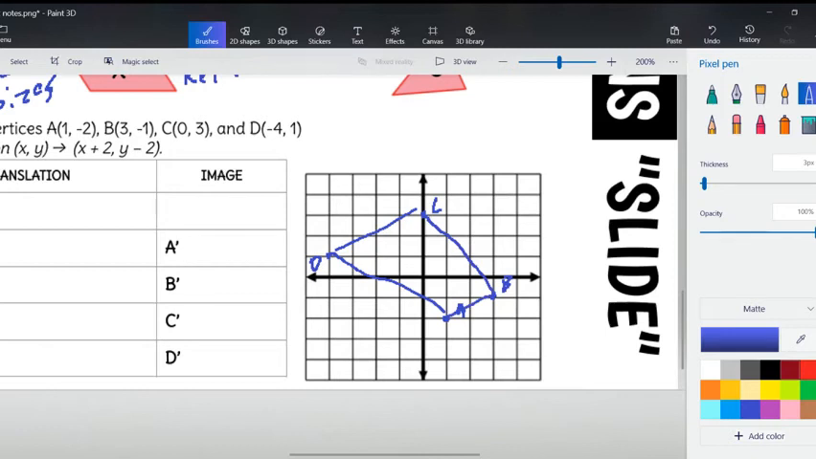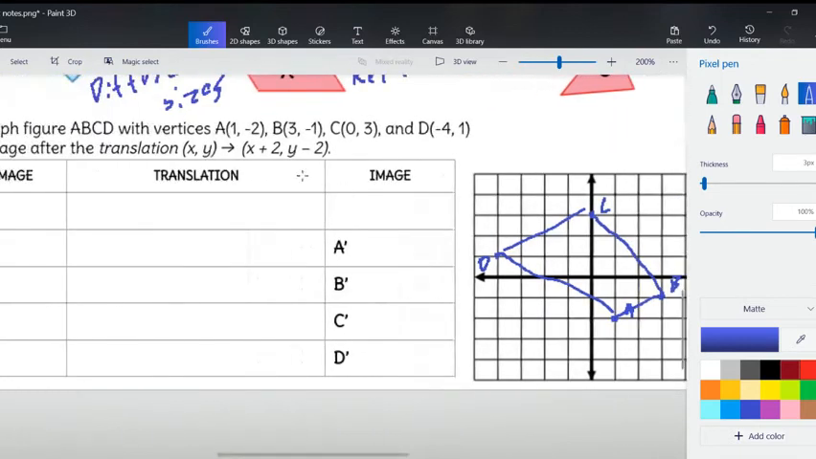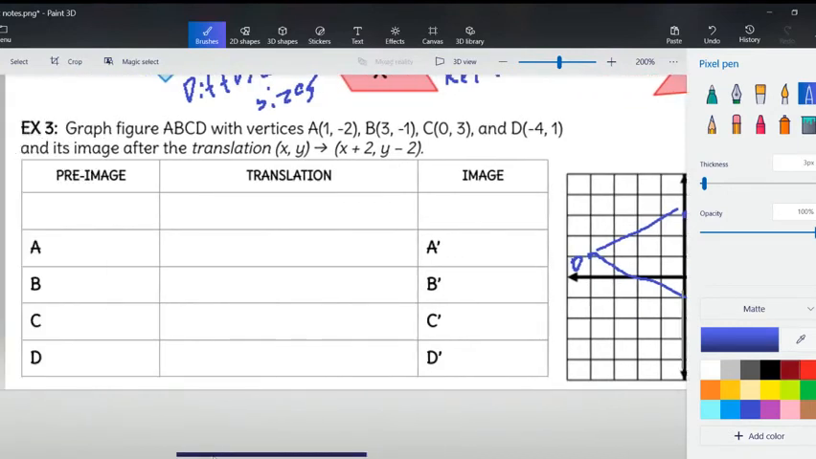There we go. Okay, so what we're doing is we're translating it +2 with x and -2 with y. The easiest way I think to do this is to go over here because they give us the translation anyways and write it down on the left and right. Okay, so we're going to be doing x +2 and y -2.